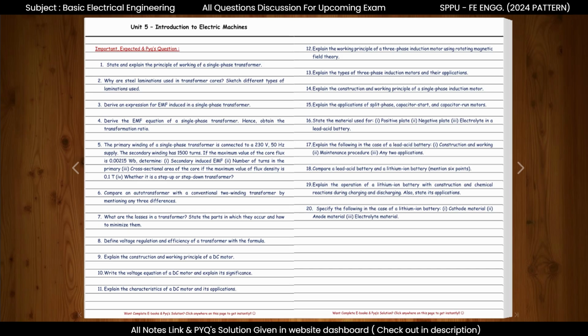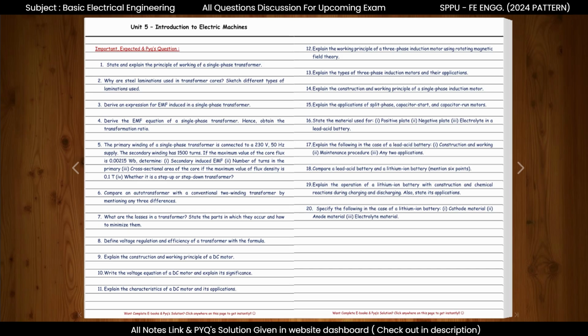Alright, let's move on to our next important topic. Explain the construction and working principle of a single-phase induction motor. A single-phase induction motor has a stator with a single-phase winding and a rotor similar to a squirrel cage. It works on the principle of double revolving field theory and requires a starting mechanism to begin rotation because a single-phase supply alone cannot produce a rotating field.